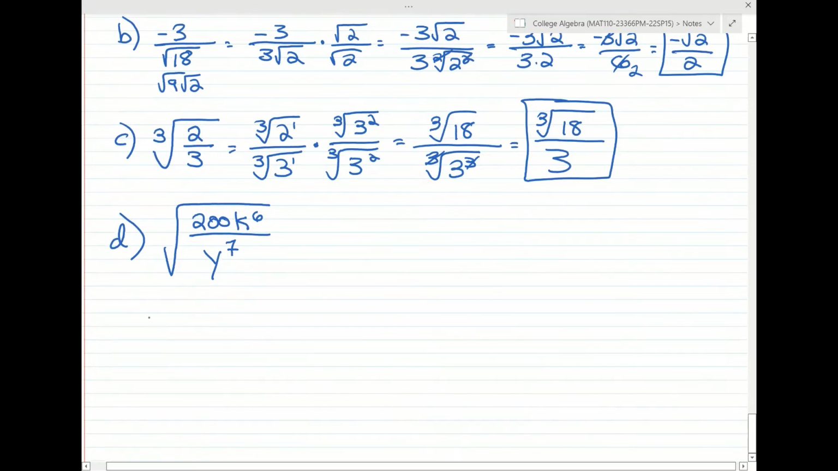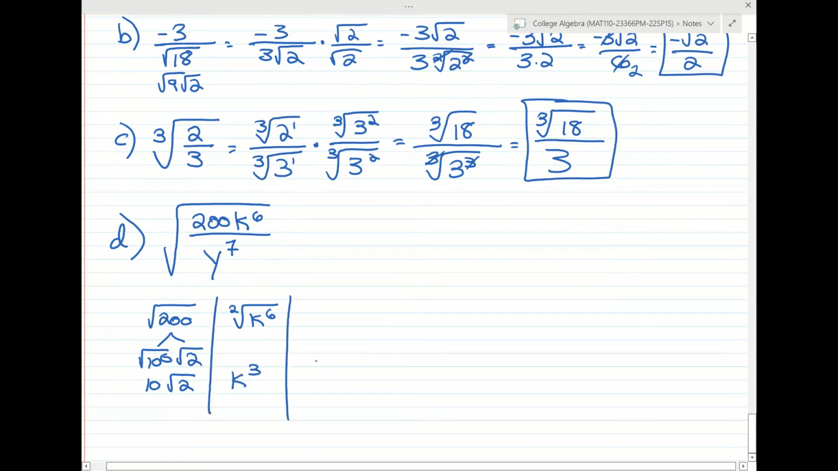So the square root of 200 is the same thing as the square root of 100 times 2, or 10 root 2. The square root of k to the 6th, how many groups of 2 would there be in 6? 3, so this is just k to the 3rd. And what about the bottom? How many groups of 2 are there in y to the 7th? There's 3 with 1 left over, right?